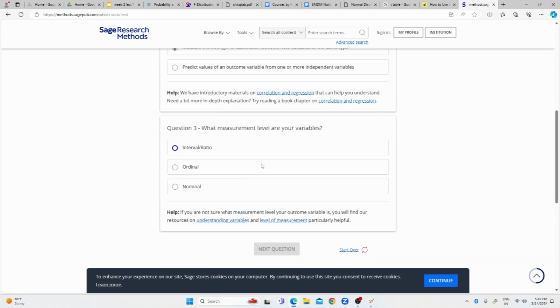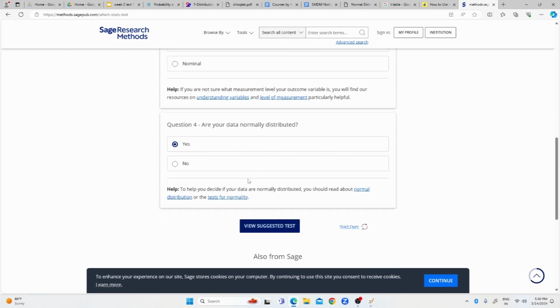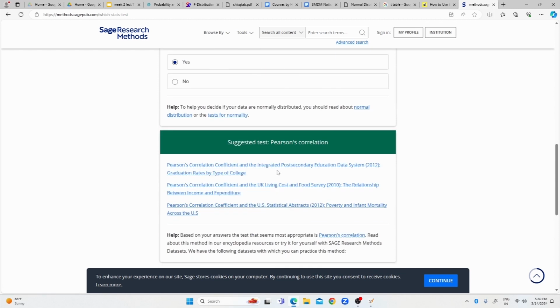See, what measurement levels are your variables? As I did tell you, in many cases interval and ratio are combined, while ordinal and nominal are different. So we will just say interval for simplicity, though you can take this link and play around with it, or the table which has been given to you can also be used.